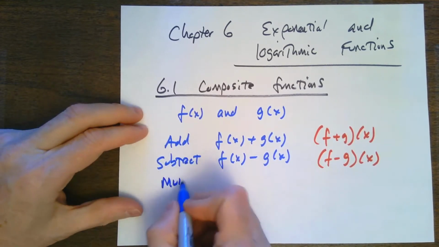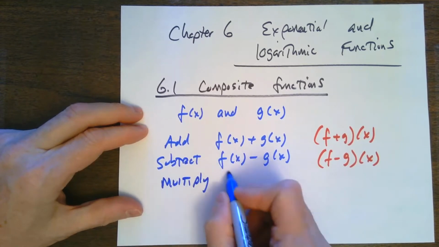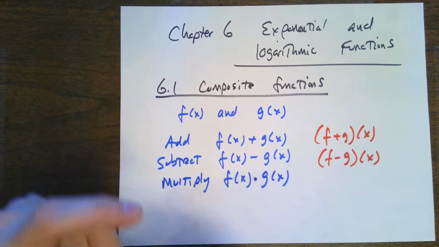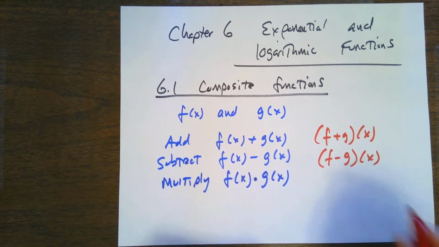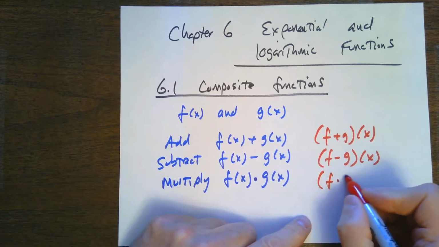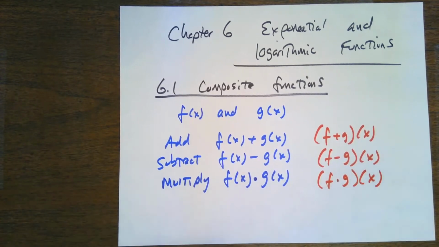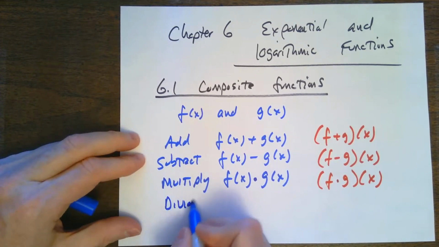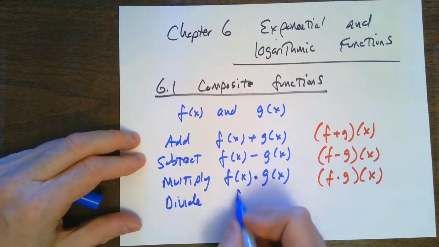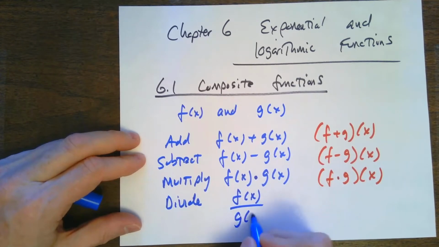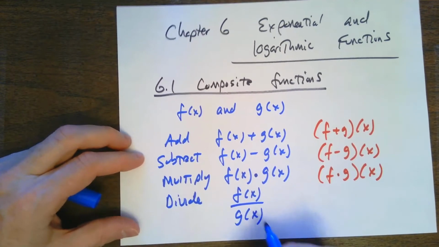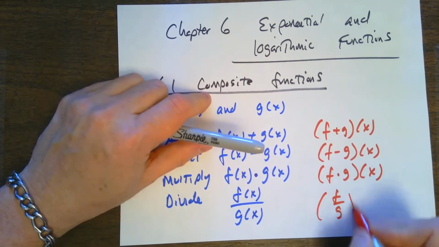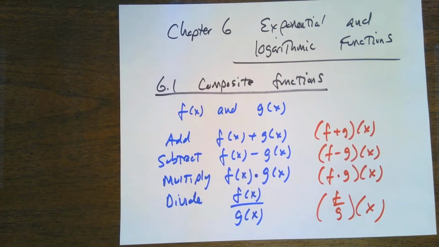I can also multiply, f of x times g of x. Remember the little multiplying dot right there? I could denote that as f times g of x. And I could divide, take the quotient, f of x over g of x. The new notation for this would be f over g of x.